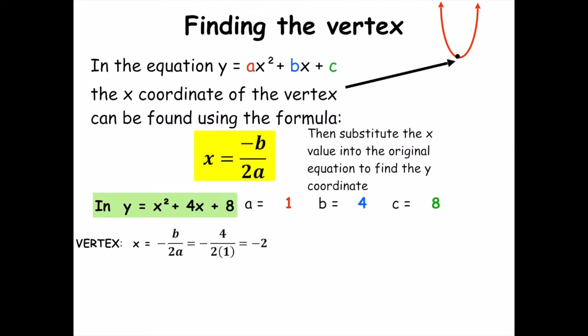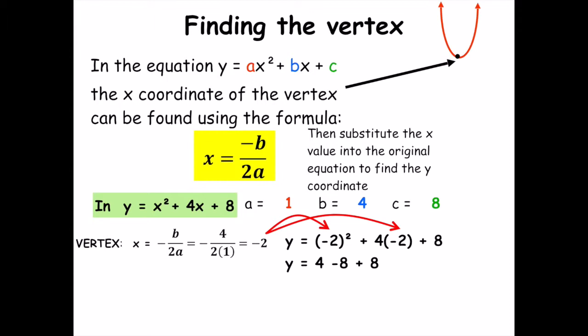So now that we know what the x value is, we can determine what the y value is. What I'm going to do is take that negative 2 and plug it in for x in the equation, x squared plus 4x plus 8. I'm going to plug it in to each spot. Then all I have to do is simplify it. Negative 2 squared is 4, and 4 times negative 2 is negative 8. So I end up with 4 minus 8 plus 8, which gives me a y value of 4.